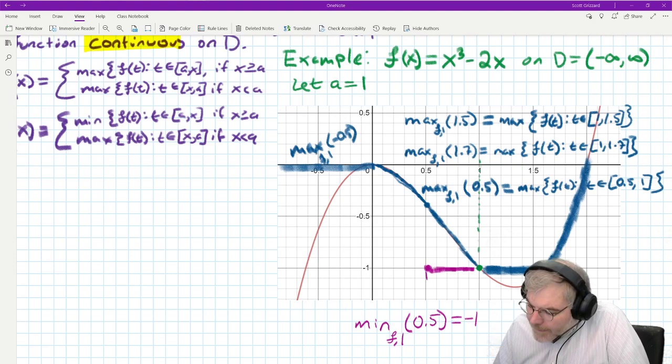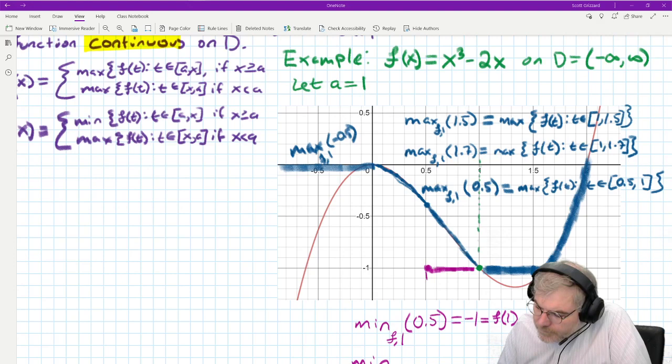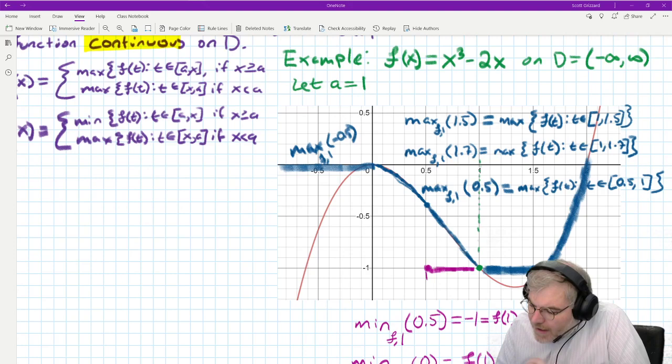All right, what about the min f1 of 0? Well, that's still f of 1, isn't it? Matter of fact, that's f of 1 all the way to this point. And then, because I get smaller, my function is going to go down.